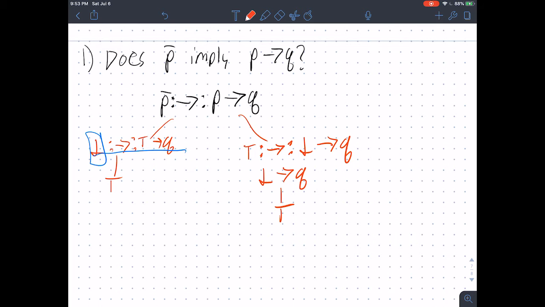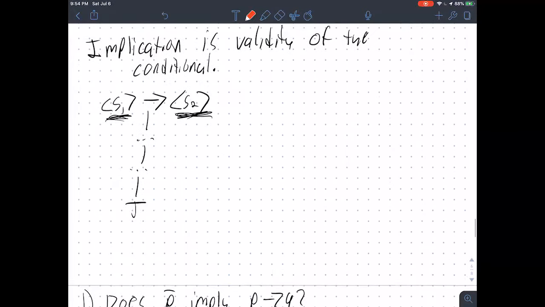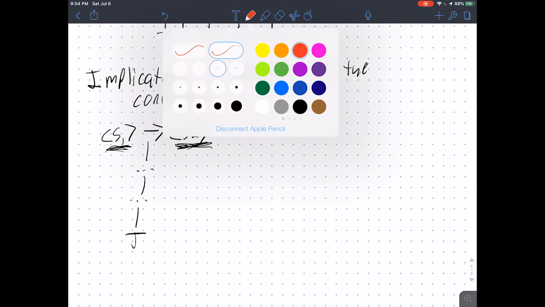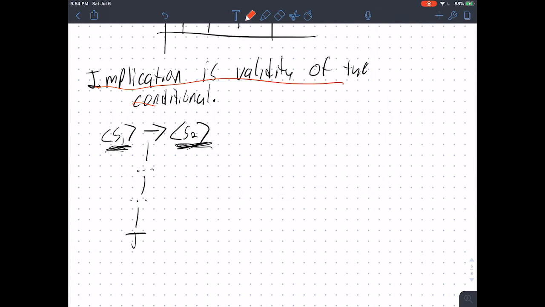So that's really all that you, practically speaking, have to know about implication: what it means is that there is no interpretation of the letters that makes the first schema true and the second schema false. That means that implication is validity of the conditional, right? So if we want to test whether or not one schema implies another, we connect the first schema to the second schema with a conditional. The order matters, by the way.